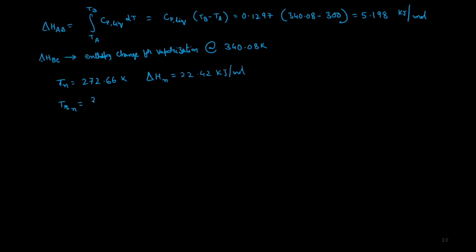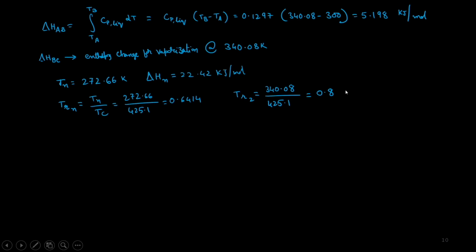TR1 is Tn, which is 272.66, over Tc, which is 425.1 Kelvin. Let's write that down. Tn over Tc, so that's 272.66 over 425.1. So that is 0.6414. And TR2 is going to be 340.08 over 425.1, which turns out to be 0.8. So this is TR2.